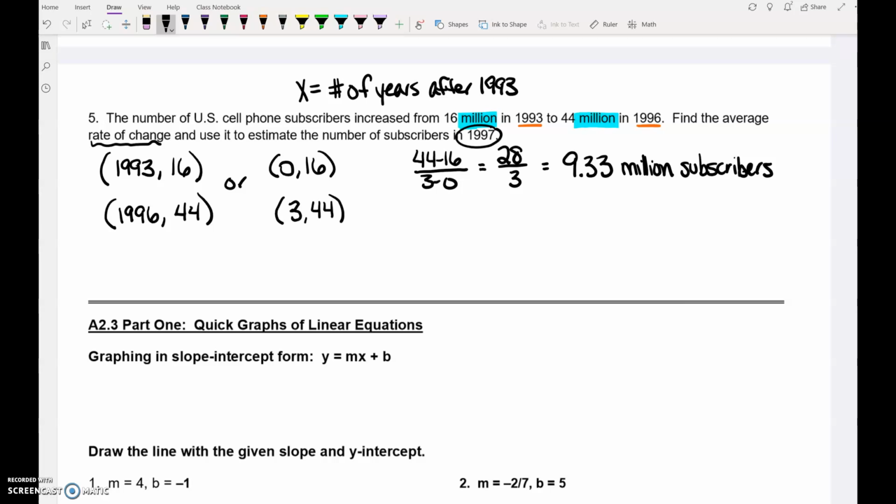You could either do 9.33 times the number of years after 1993 and then add that to the 16 million, or let's just think about this. 1997 is 1 year after 1996. So take that 44 million and add 9.33 million more subscribers. Is that 53.33? 53.33 million subscribers.